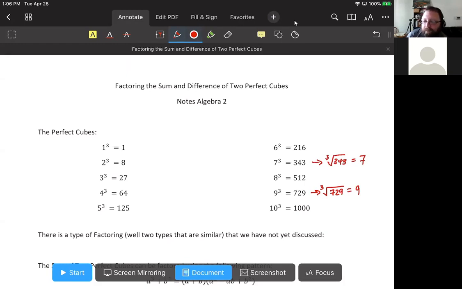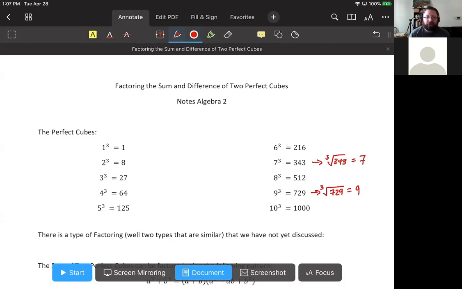So there's a pattern that's available to us here, just like there was a pattern with difference of two perfect squares. There's a pattern for both the sum and the difference of two perfect cubes. So we're going to go through these two types of factoring. Well, basically we will show you the pattern as a rule, and then we will apply that rule to several examples for both sum and difference of two perfect cubes.